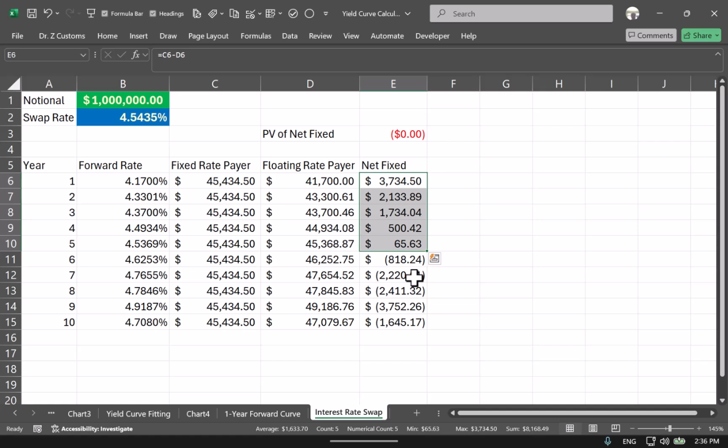If I think interest rates are coming down and I want to speculate, I'm going to be a floating rate payer. Because what I agreed to pay, I expect to go down. So you can even use these to make speculations. In fact, a lot of people do.